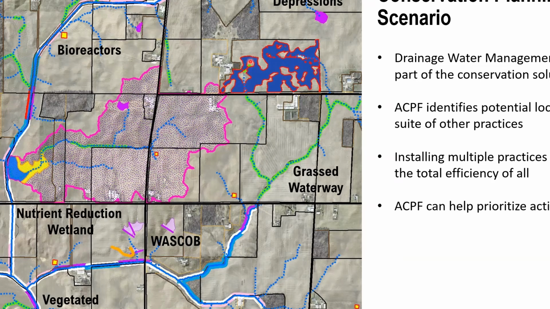You can see there is just a patch of grass waterway identified as overlapping the drainage water management polygon. So they aren't exclusive, and they can stack up to practices that achieve conservation across the entire HUC 12 watershed.